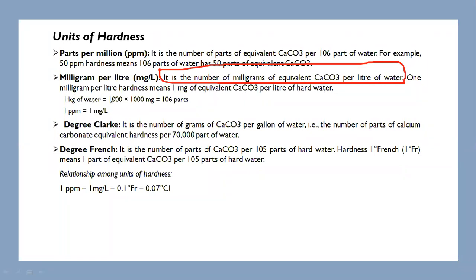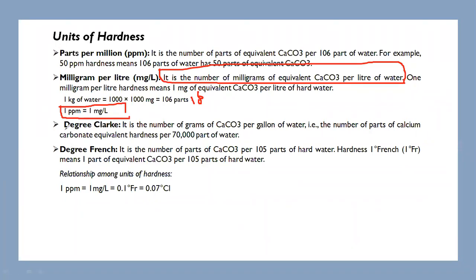1 kilogram of water is equal to 10 to the power 6 parts. So 1 ppm will be equal to 1 milligram per liter. Remember this. 1 ppm will be equal to 1 milligram per liter.